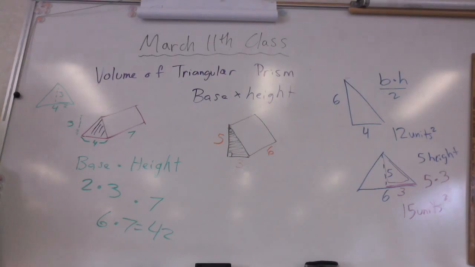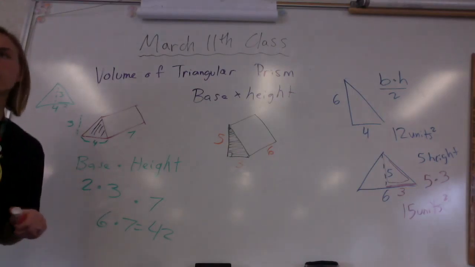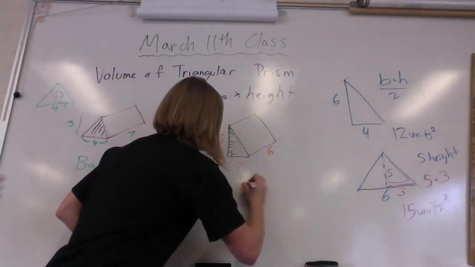I got 7.5. I got 45. What are we getting up here? We got 45. What do you guys get? Is everyone getting 45? 6 times 4 with the height.